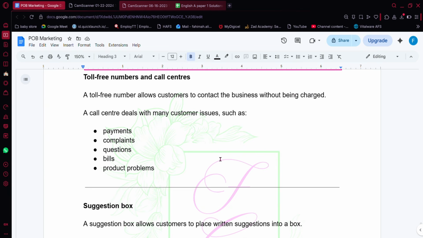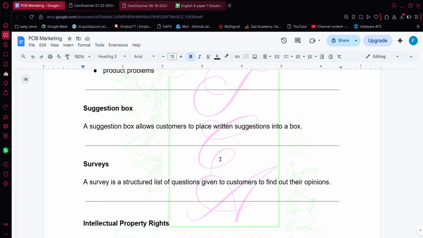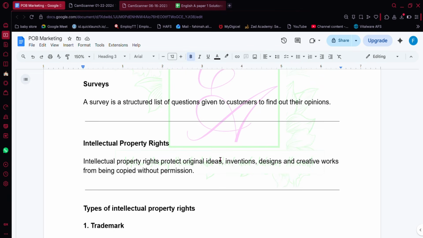Toll-free numbers allow customers to contact the business without being charged, and a call center deals with many customer issues like complaints, questions, or product problems. A suggestion box allows customers to place written suggestions into a box. Surveys are well-structured lists of questions given to customers to find out their opinions.